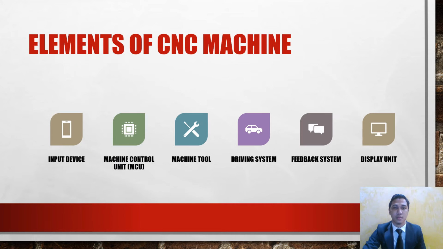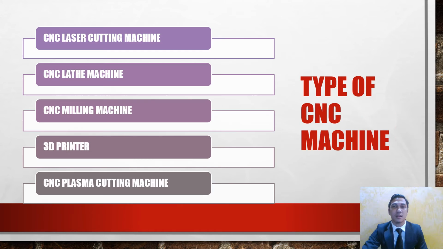Literature review. There are a few major elements of a CNC machine. First, input device. Second, machine control unit, which is MCU. Third, machine tool. Fourth, driving system. Fifth, feedback system. And the last one is display unit. These are the types of CNC machine: CNC laser cutting machine, CNC lathe machine, CNC milling machine, 3D printer, and CNC plasma cutting machine.